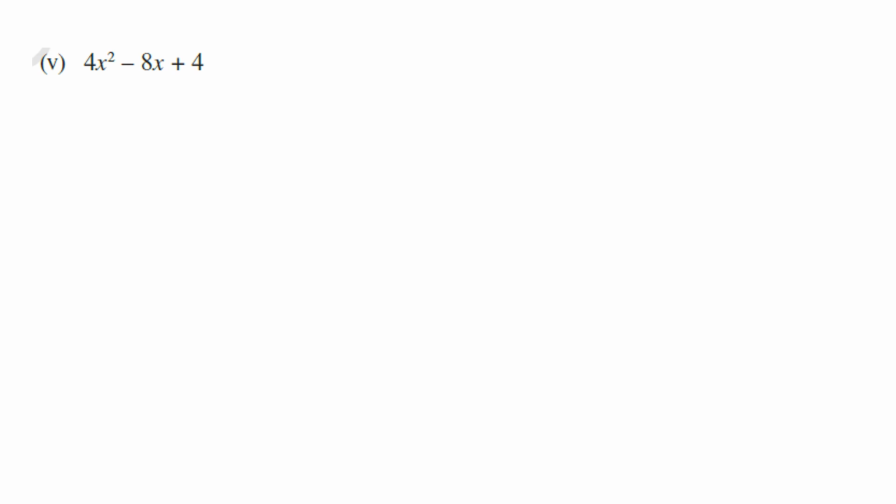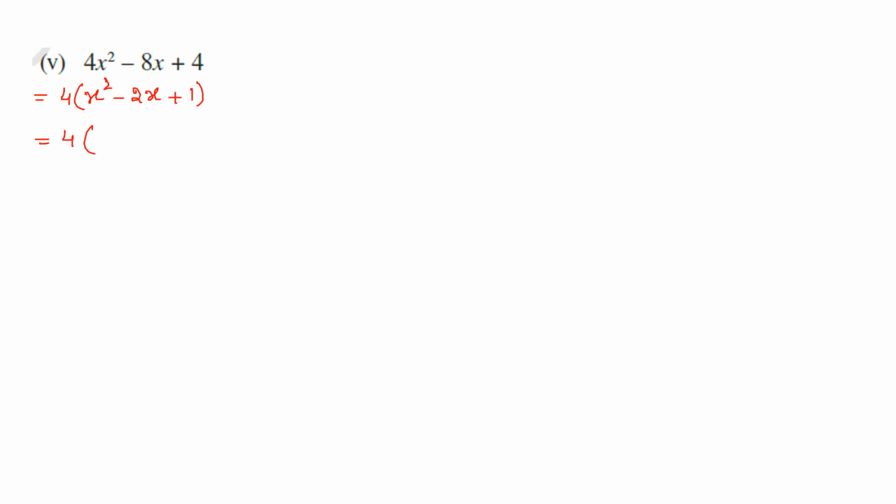Now question number 5. 4x square minus 8x plus 4. So first of all, if you can see in all the three terms, 4 is the highest common factor. So first I will take it common. I will take 4 common. It will be x square minus 4 into 2 will give me 8, so 2x plus 4 into 1. So this will be 4 times.